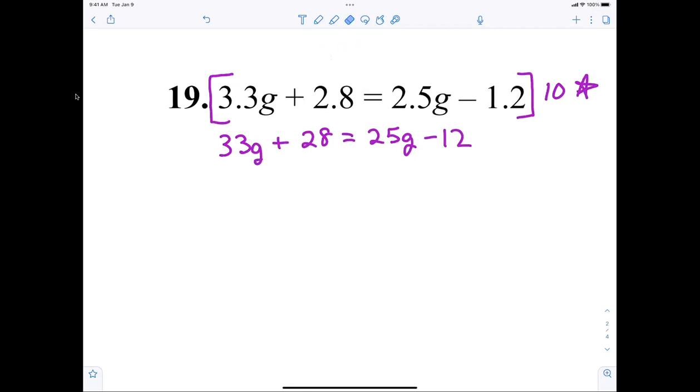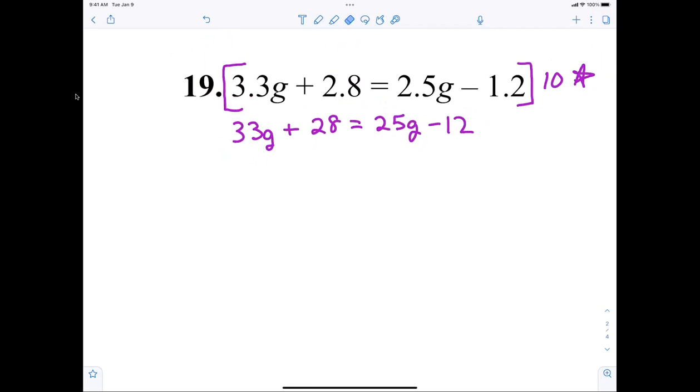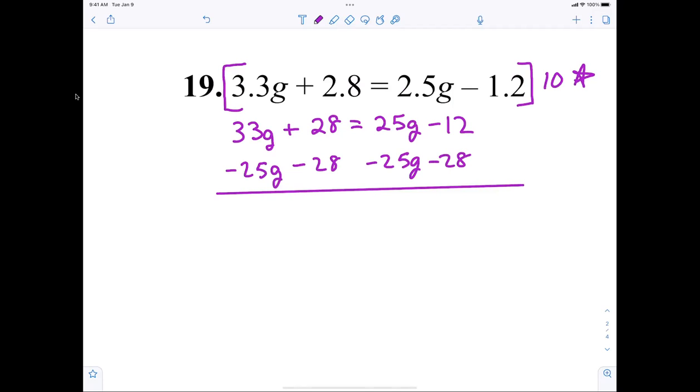So Sophia, finish this off for me. What do I have to do now? Could you do minus 25? Minus 25 is good. Minus 25. And then what? And then minus 28. Then minus 28. Minus 28. Very nice.